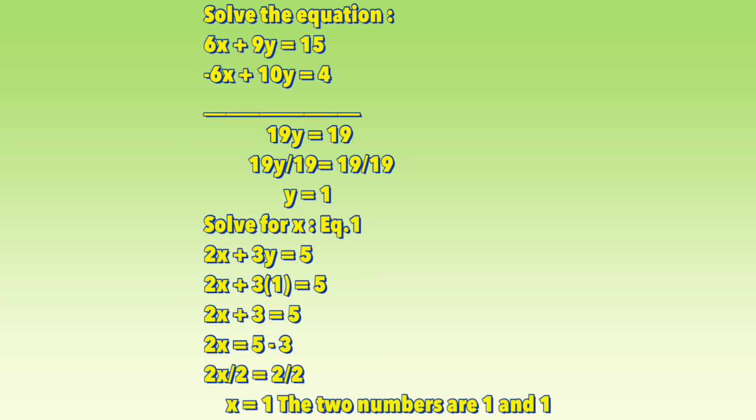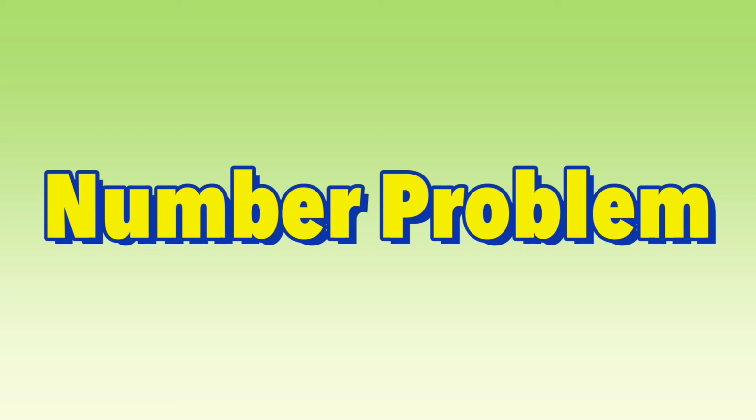Then to solve for x, we're going to divide both sides by 2. So 2x divided by 2 equals x, and 2 divided by 2 equals 1. So therefore, the two numbers are 1 and 1.